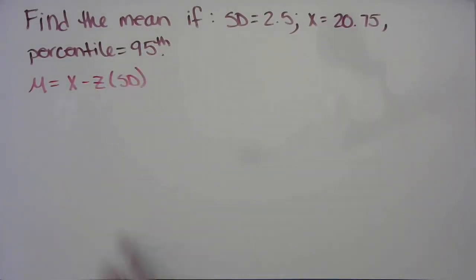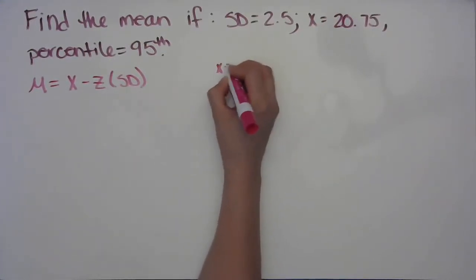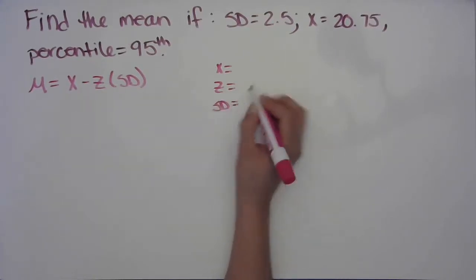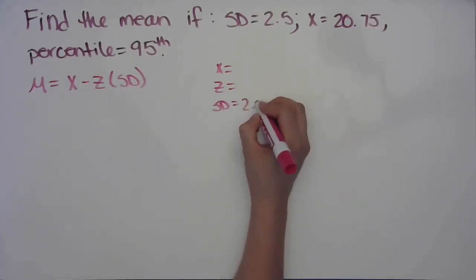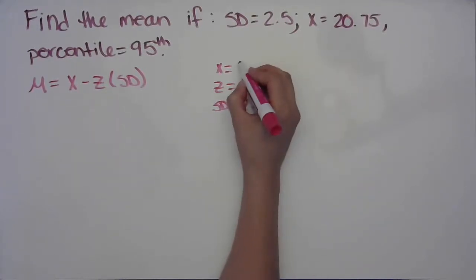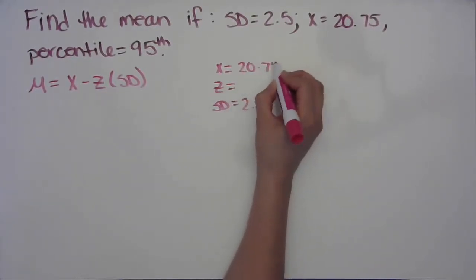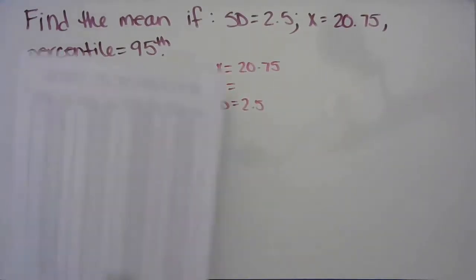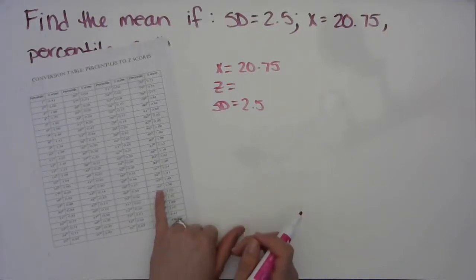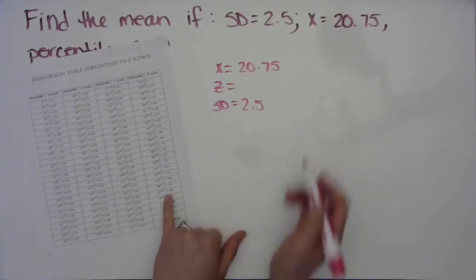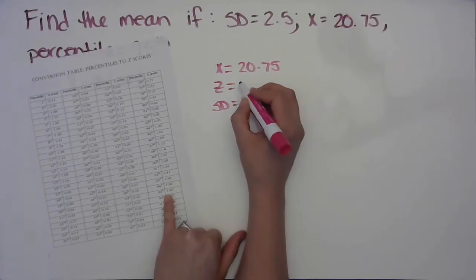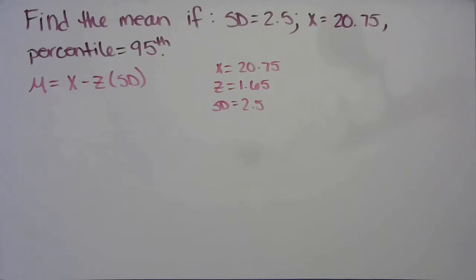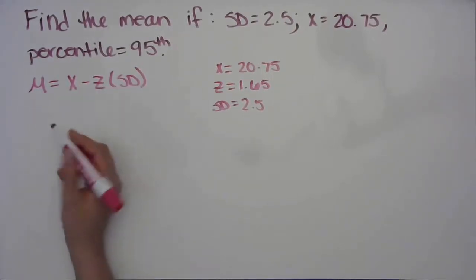Okay, so for this problem, we need an x, we need a z, we need the standard deviation. So we already have the standard deviation here of 2.5. We have the x of 20.75. So we need the z-score. We've been given the 95th percentile, so pull up that conversion table. The 95th percentile is going to give us a z-score of 1.65. Okay, so now we have all the pieces that we need to go ahead and plug in and solve.